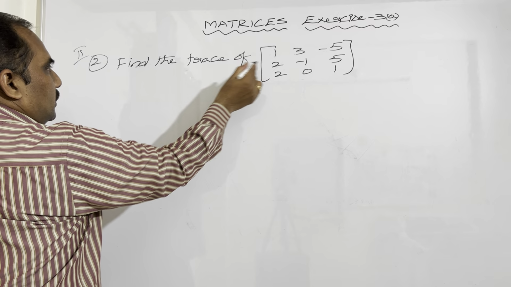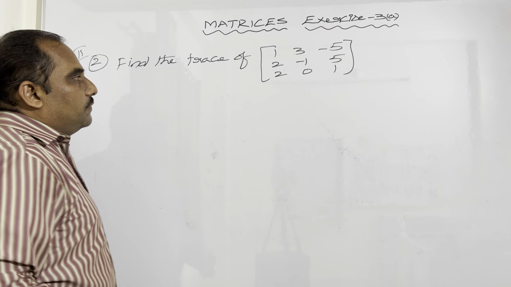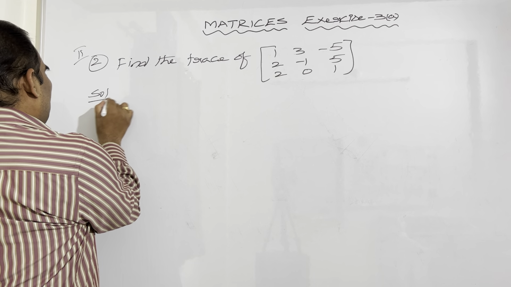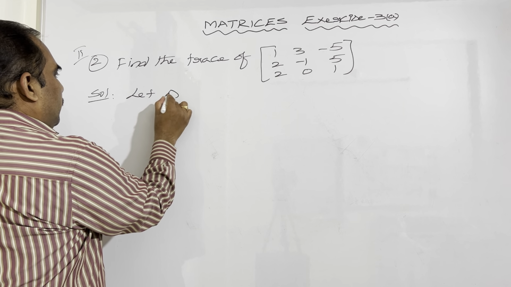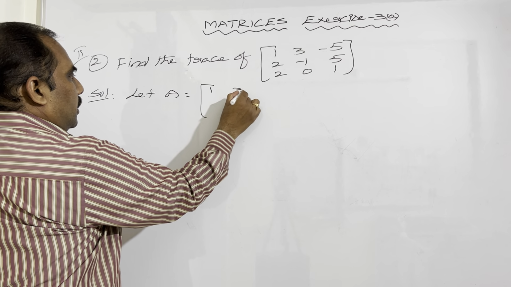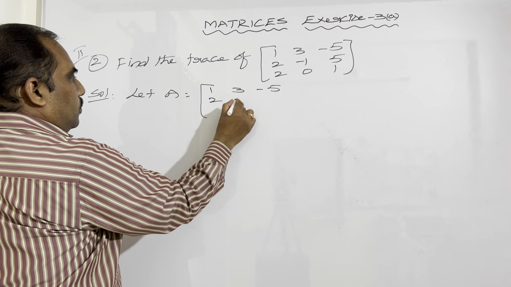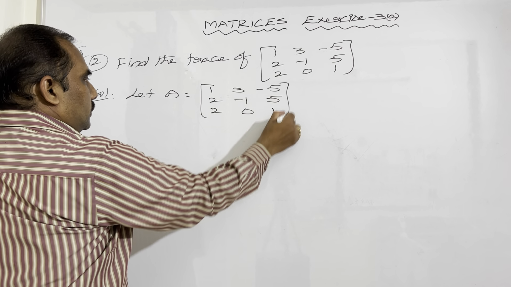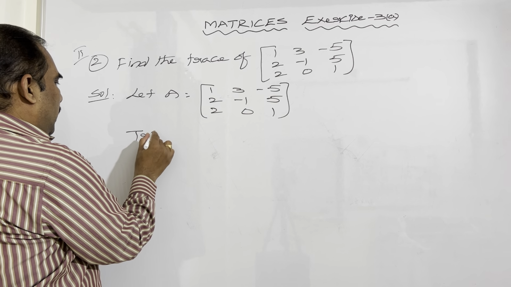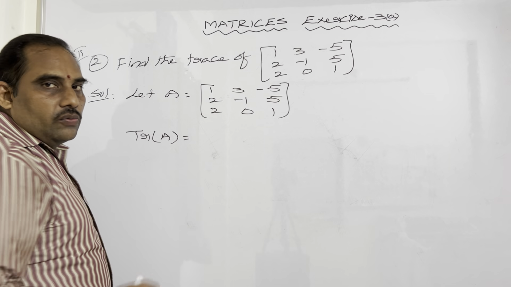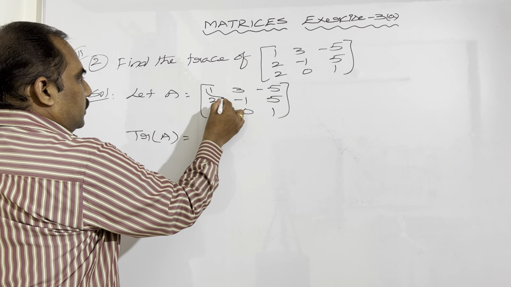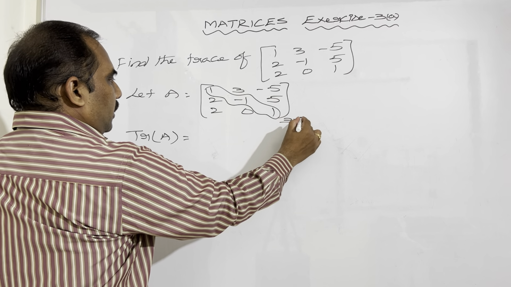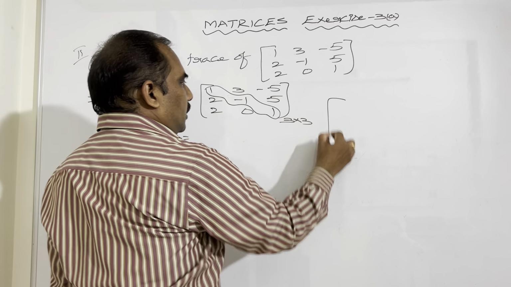Find the trace of the matrix 1, 3, minus 5, 2, minus 1, 5, 2, 0, 1. Take the given matrix as A, which is 1, 3, minus 5 and 2, minus 1, 5 and here 2, 0, 1. We have to find the trace of A. We know that the trace of A is the sum of the principal diagonal elements. This is a square matrix of order 3.